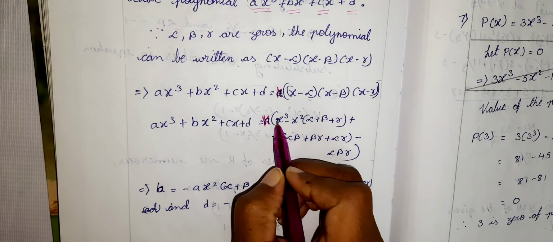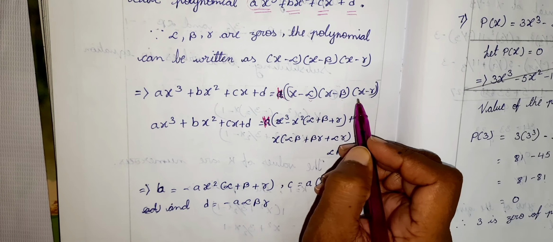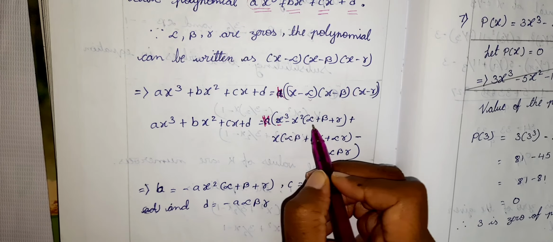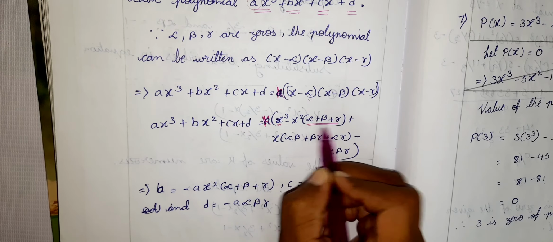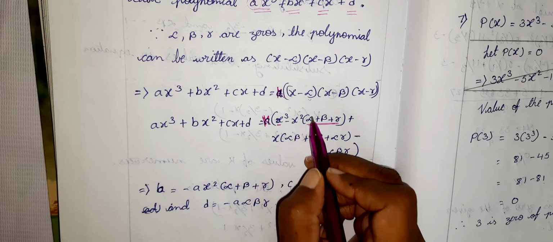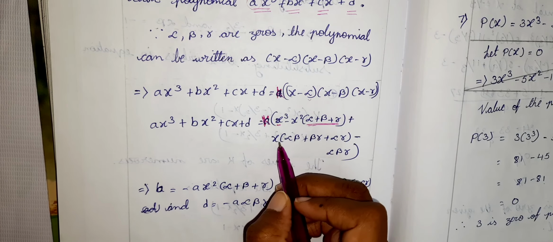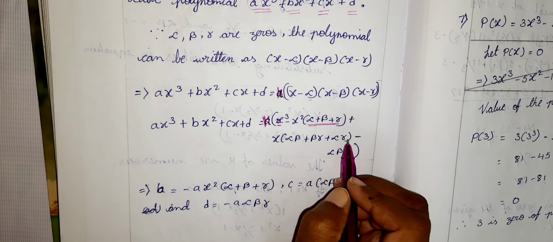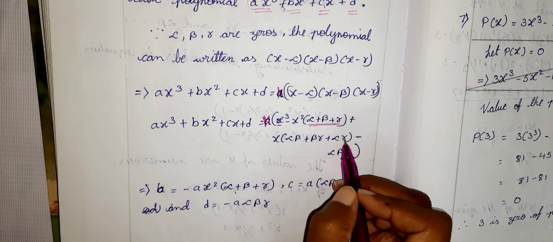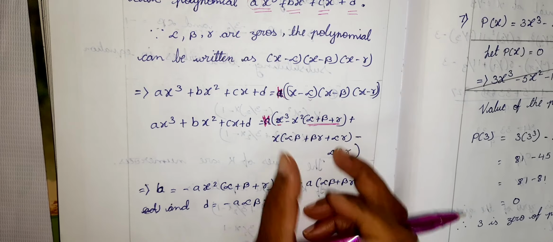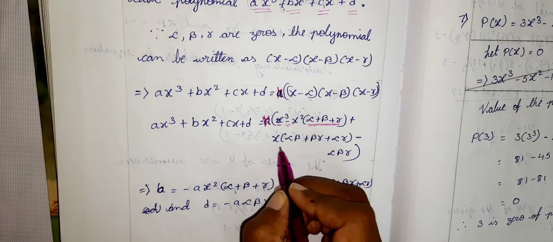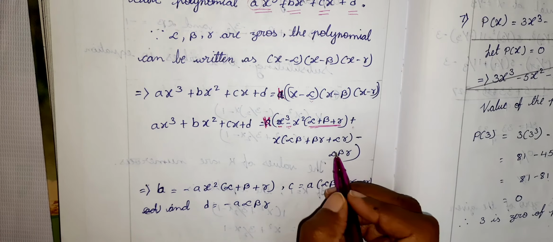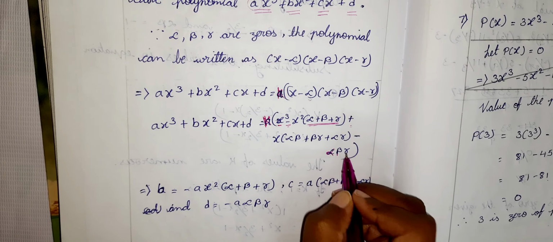So what you got here is the general form. You have to remember it as k times x cube minus x square times the sum of all the zeros, plus x times the sum of the products of the pairs, alpha beta, beta gamma, gamma alpha, and the last term is again minus the product of all the three roots, alpha, beta, gamma. Alternate plus and minus will appear here.